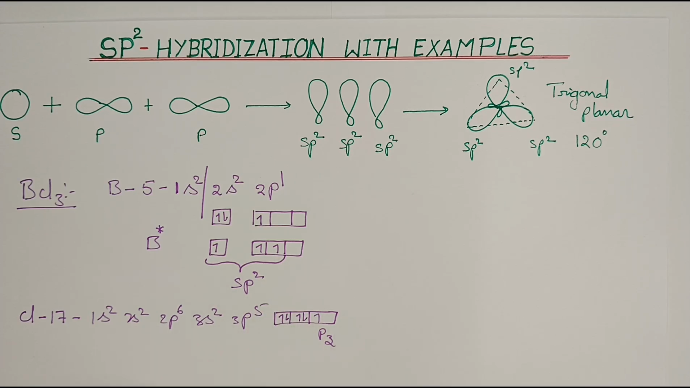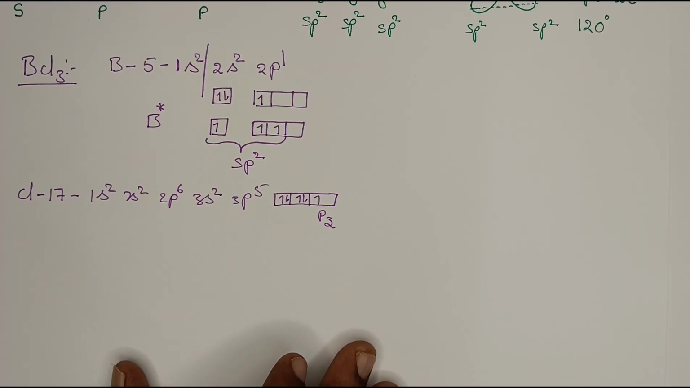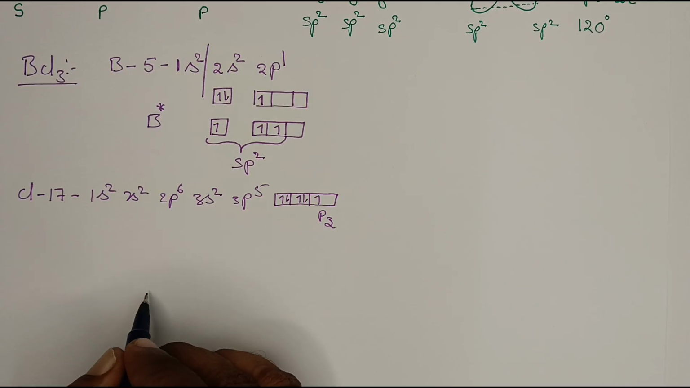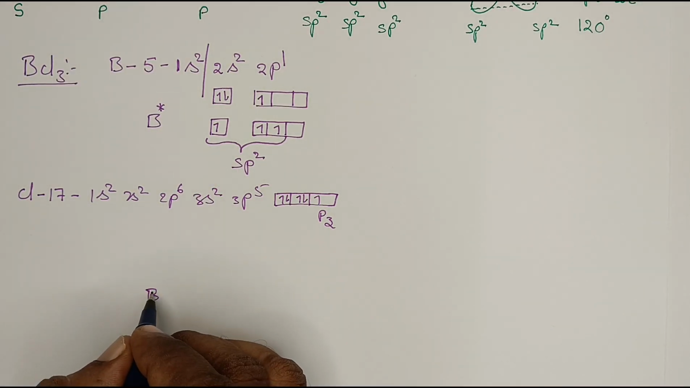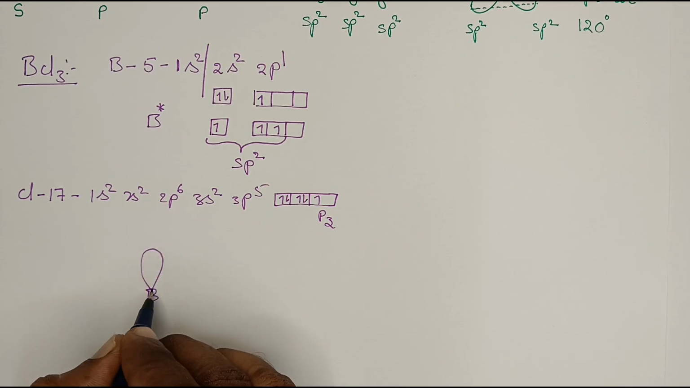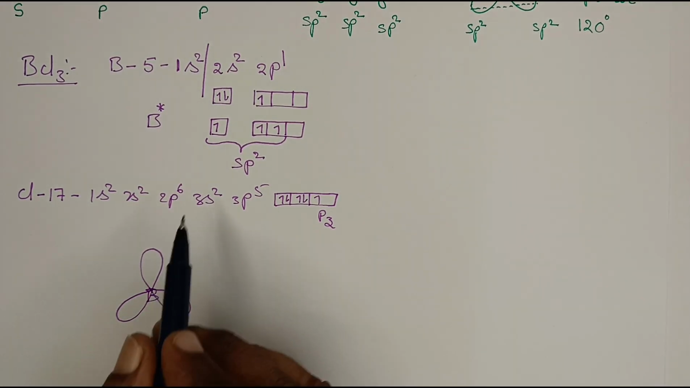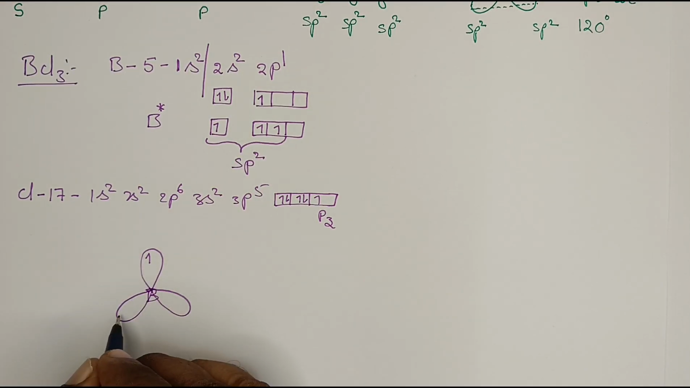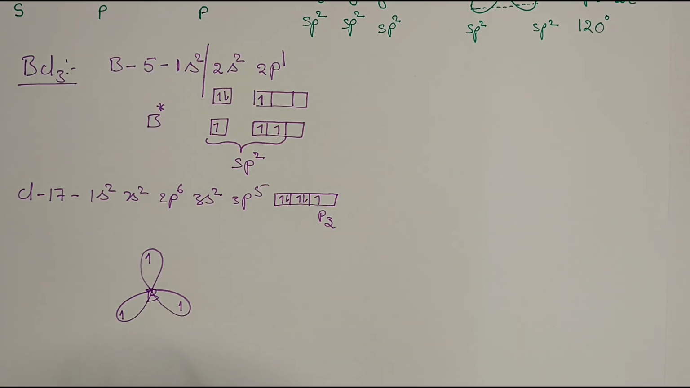So boron is in sp2 hybridization. Boron undergoes sp2 hybridization. sp2 hybridization means 3 sp2 hybrid orbitals. These are the 3 sp2 hybrid orbitals. Each orbital contains one electron each.